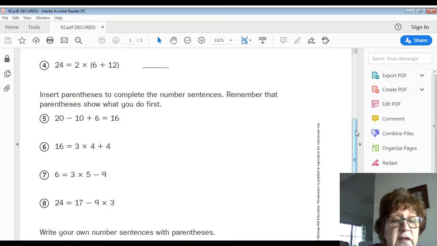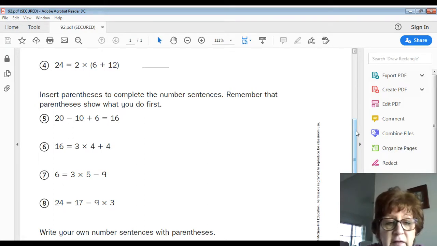Number 6, 16 equals 3 times 4 plus 4. So let's see, if I do 3 times 8 is not 16. So 3 times 4 would be 12. 12 plus 4 is 16. So my parentheses are going to go around the 3 times 4. 3 times 4 is 12 plus 4 more equals 16.